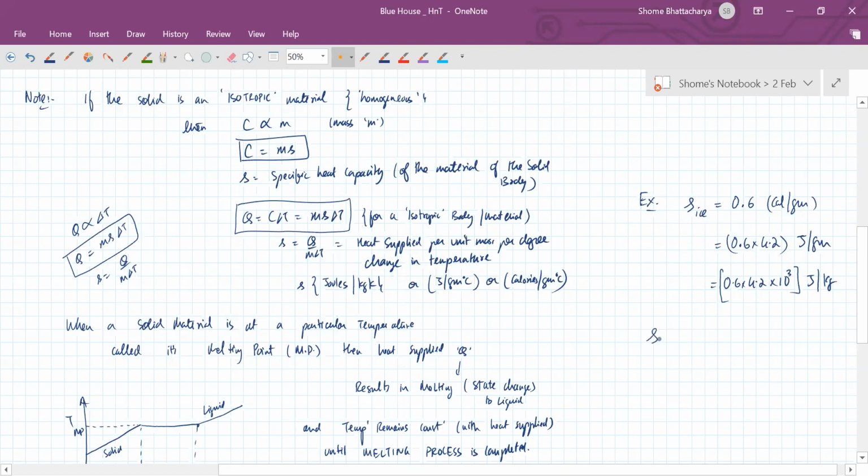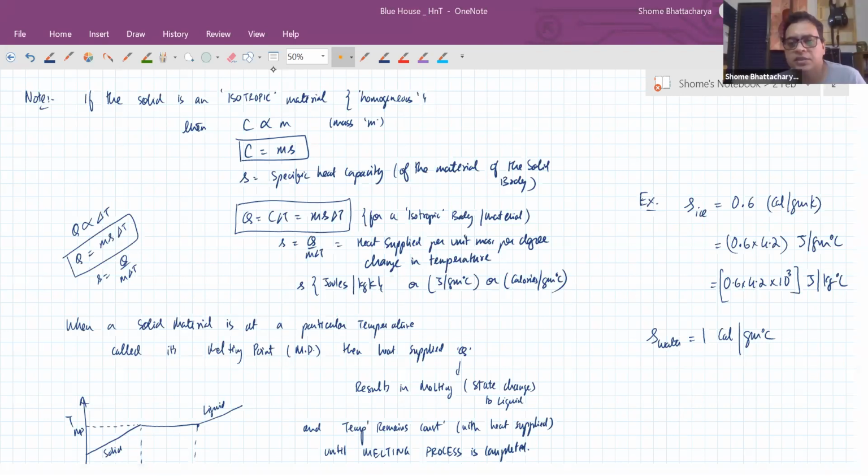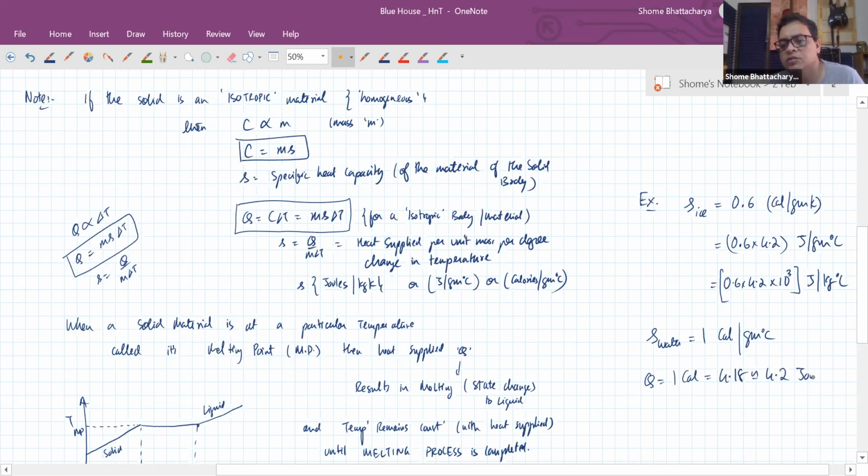Later we'll see that specific heat capacity of water is equal to 1 calorie per gram per degree C. So that is where the definition of 1 calorie comes from. 1 calorie of heat equals 4.18, or approximately 4.2 joules.